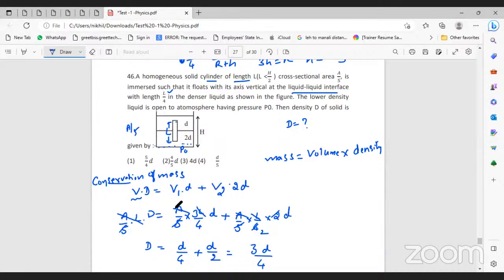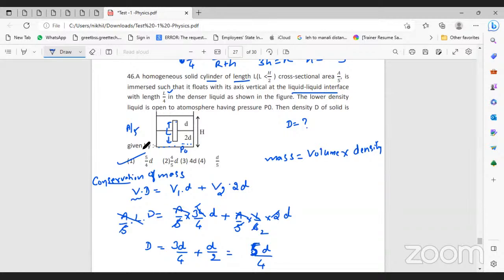No, actually here we have 3, right? Here 3. 3D by 4 is there. So 3D plus 2D, it is 5D by 4. So option is A. So it is according to the conservation of the mass.